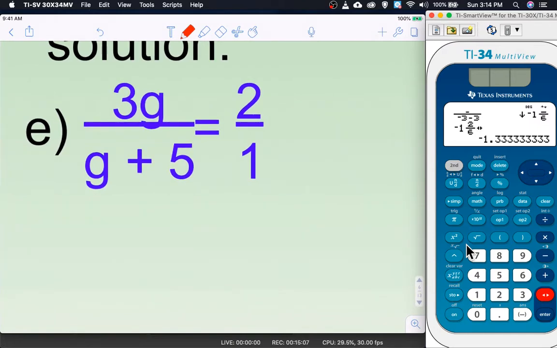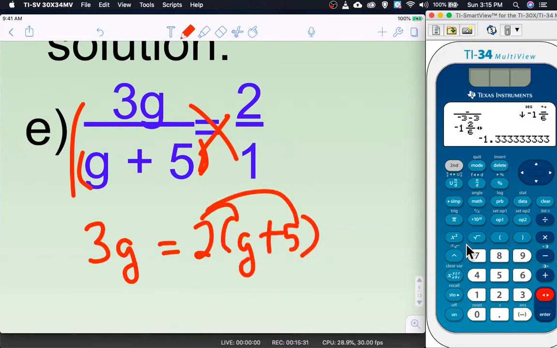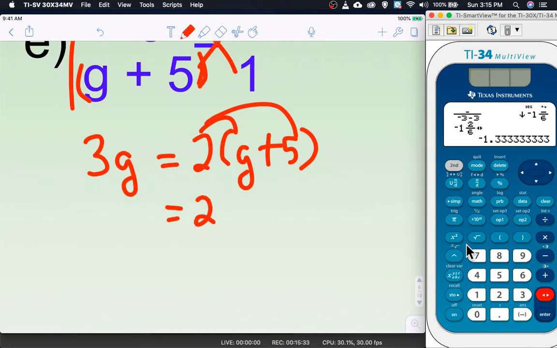All right, let's do it. Hopefully you've done these already, so let's see how you did. So 1 times 3g is just 3g. 2 times this stuff is a 2 times g plus 5. We are going to distribute the 2g through, so that gives me 2g plus 10.